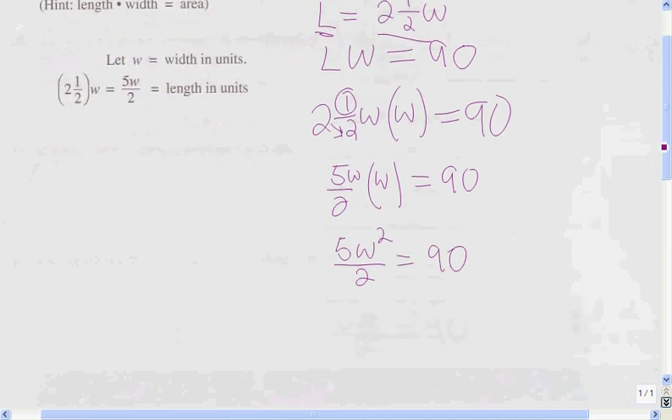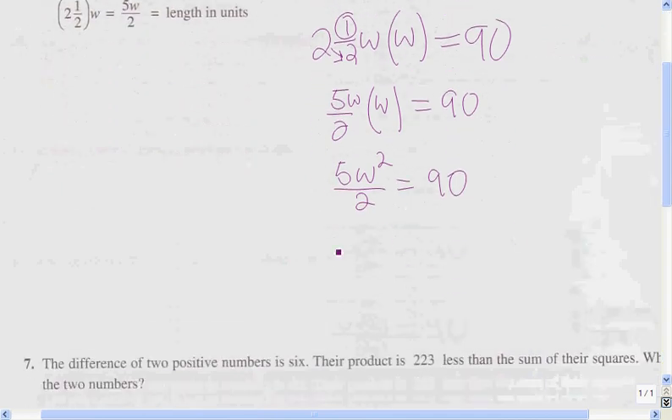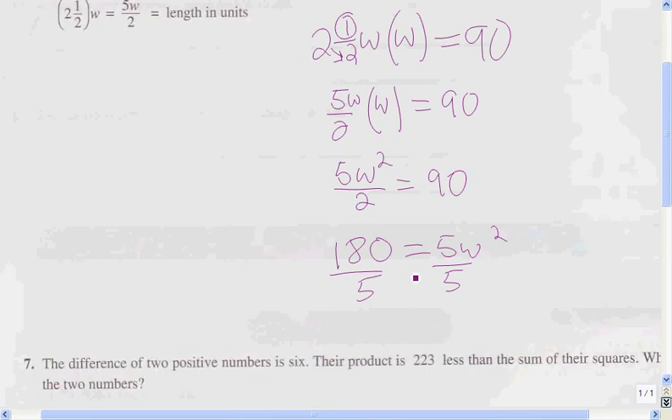And what I'm going to do here is cross multiply. 2 times 90 is 180 equals 5W squared. I'm going to divide by 5 on both sides. And 180 divided by 5 would have to be 36 equals W squared. To get what W is, I square root both sides. So 6 equals W.